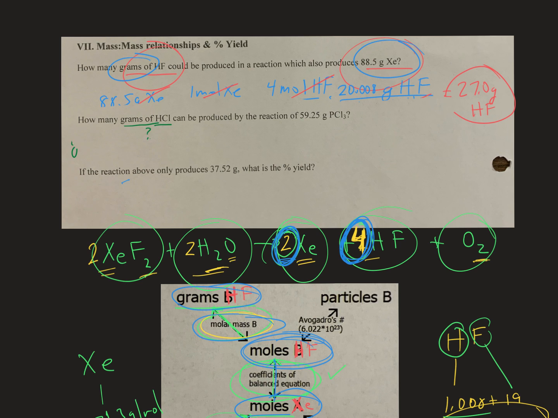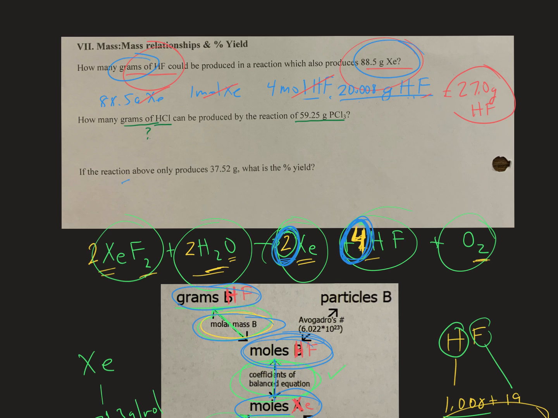I'm just going to underline it so that I save room. But guys, do what you need, okay? And then it says, can be produced by the reaction of 59.25 grams of PCl3. So what is it that I know? 59.25 grams of PCl3. That's a known value. You with me? Okay. All right.